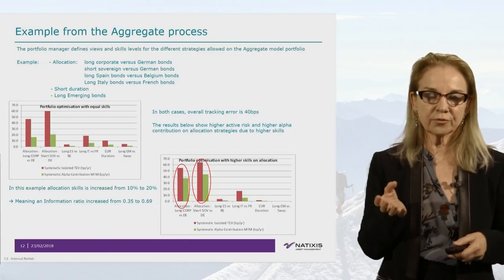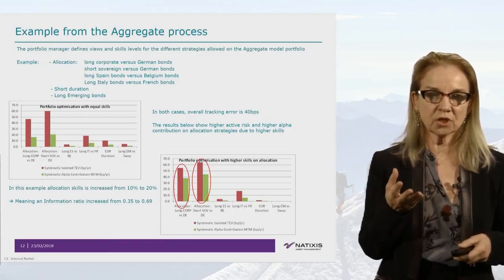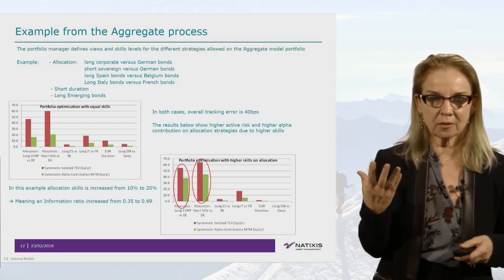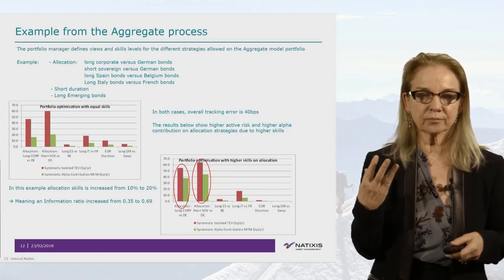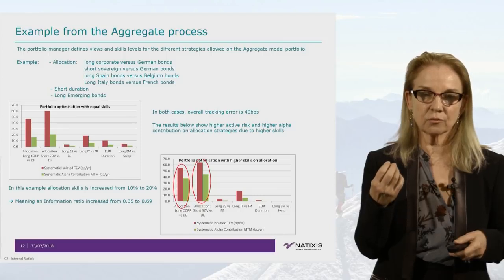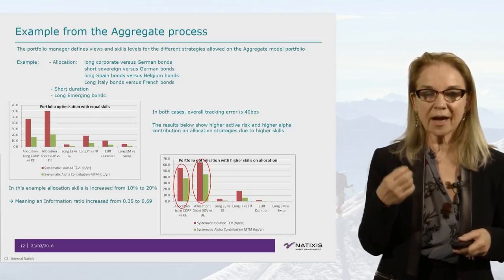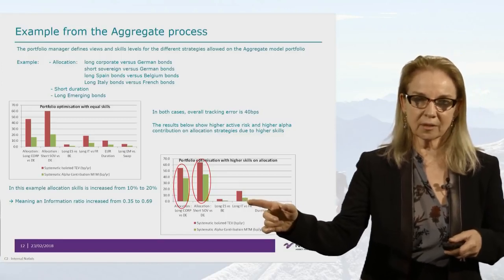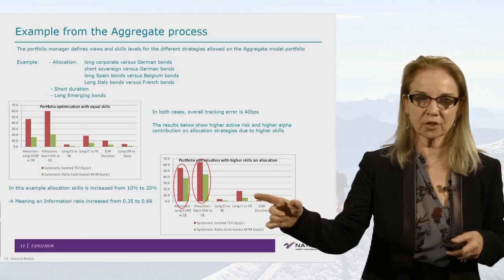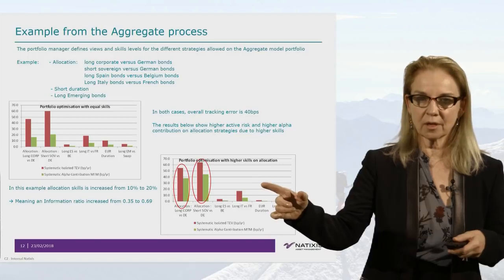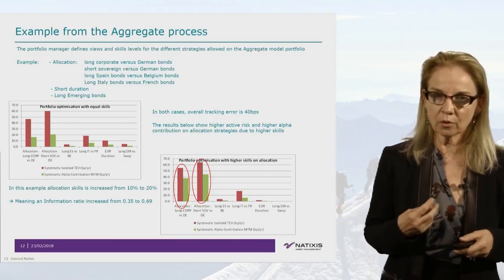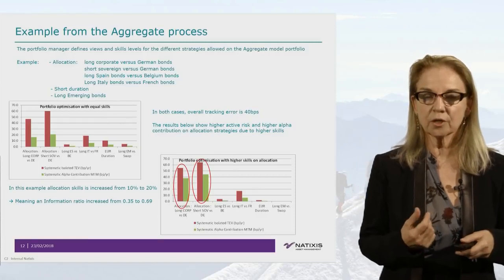So in fact, you have two figures. The first one is the portfolio optimization, supposing that the skills are equal for all the strategies. The portfolio optimizer will give you the weights on each strategy, the risk attribution on each strategy, and also the alpha attribution on each strategy. On the other side, you have a skill which is increased from 10 to 20% for the allocation strategies. So we suppose that the portfolio manager is better at the allocation strategies than at the other ones. So you have a different optimization of the portfolio, because the optimizer gives more weight, more risk, to the strategies for which you have a better skill.